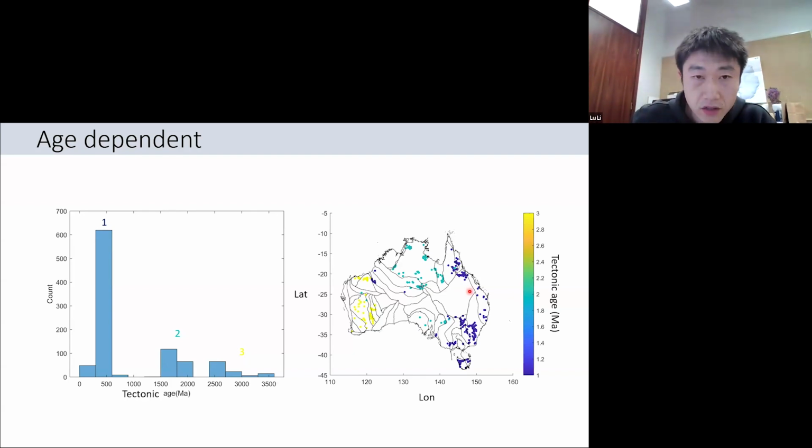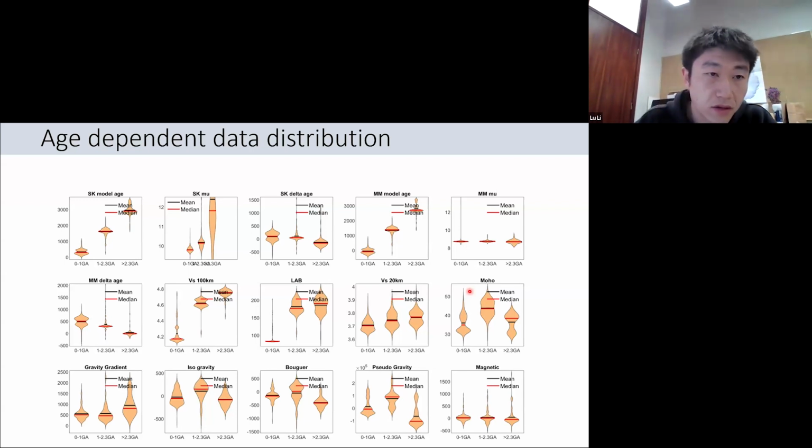The next thing, I grouped the data based on the tectonic age. I have three age groups: anything younger than 1 Ga, 1 to 2.3 Ga, and the very old material, basically the Yilgarn and the Pilbara Craton. We can see both the model age and the mean value increase with the increase of the tectonic age. So we see a different distribution compared to other values.